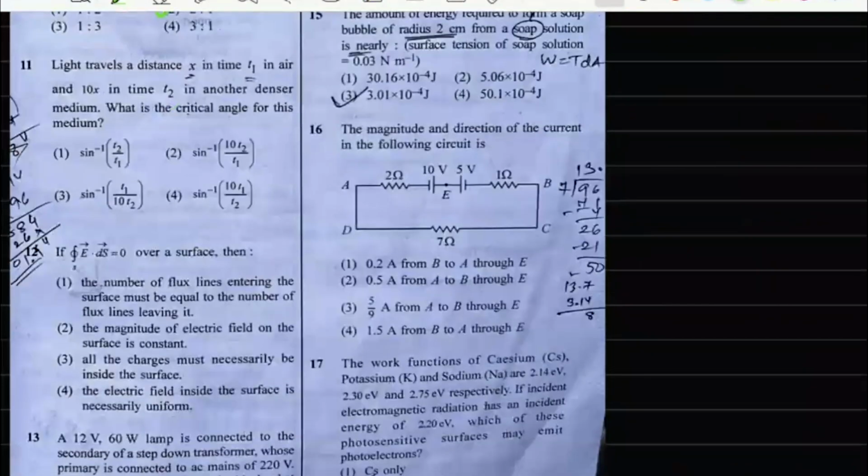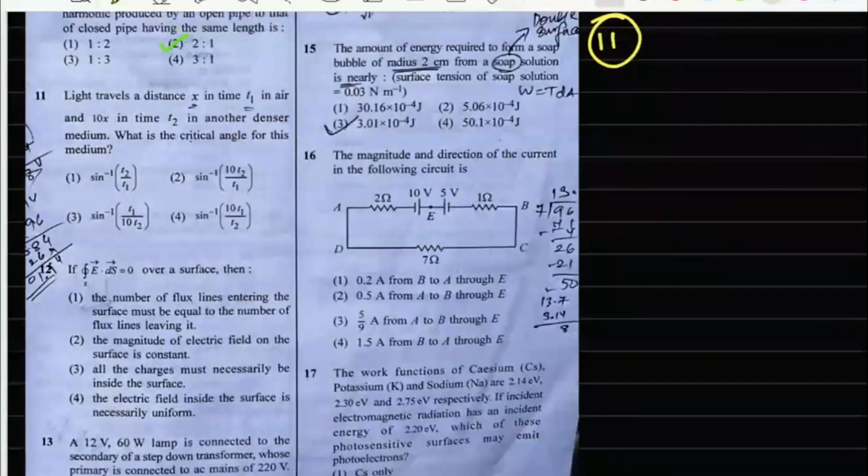Okay. Light travels a distance x in time t1 in air. So what can I say about x and t1? Distance is speed into time. So x is c t1. And it travels a distance of 10x in time t2 in another denser medium. So 10x in some denser medium. So let's just say v medium and time is t2. So what is the critical angle for this medium?